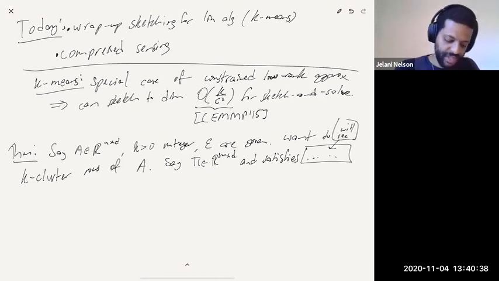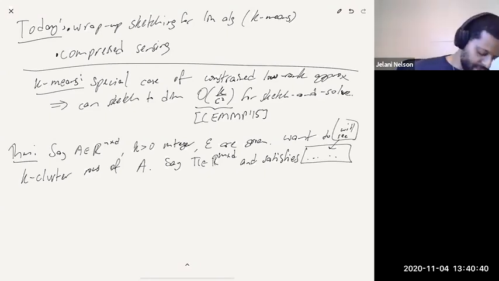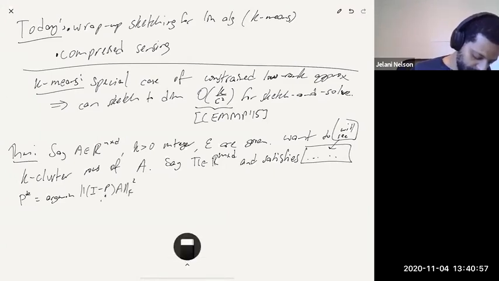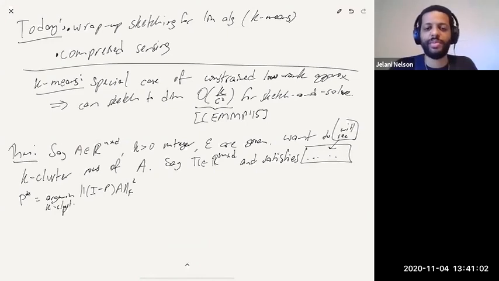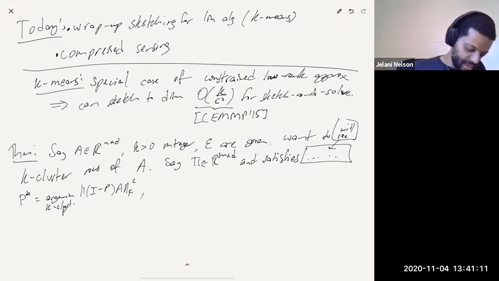And also define P star as the optimal clustering. So P star is the minimizer of the Frobenius norm squared of (I minus P) A over all k clusterings P. These are projection matrices. Remember, any k clustering we saw last time has a corresponding orthogonal projection onto a subspace of dimension at most k. So P star is the optimal. P tilde star is the argmin for the sketch problem.